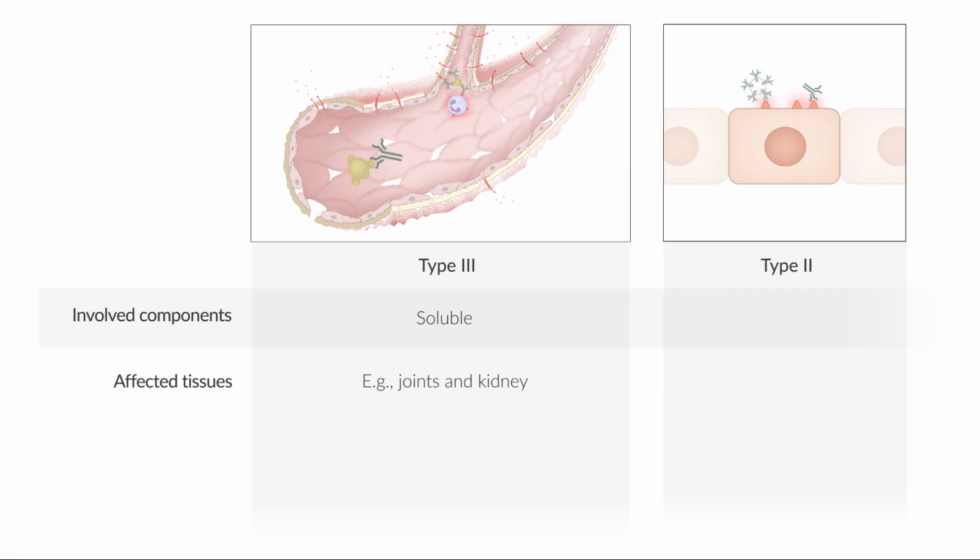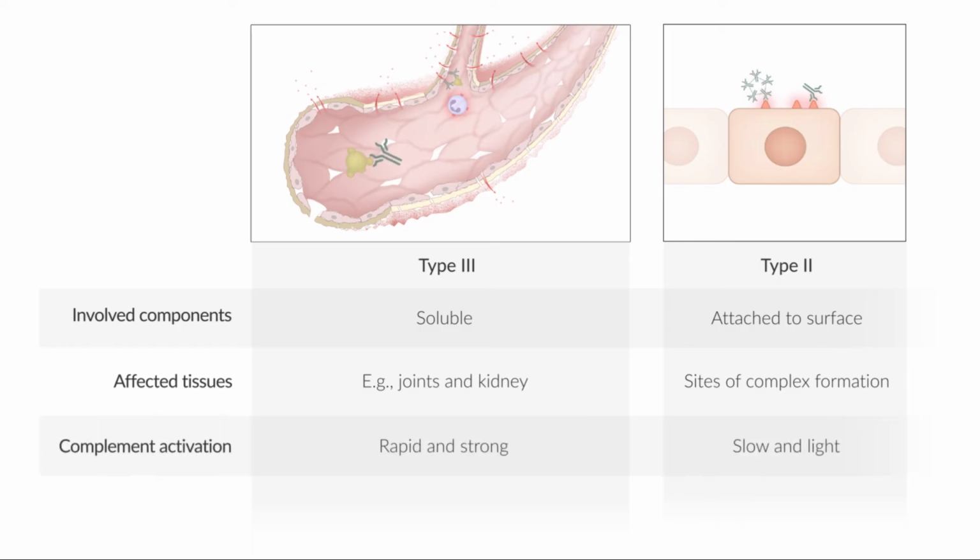In contrast, the antibodies in type 2 hypersensitivity reactions are directed against cellular or matrix structures and therefore have fixed targets. Second, activation of the complement system is more rapid and much stronger in a type 3 hypersensitivity reaction. Serum levels of complement proteins can therefore be used to monitor the course of the type 3 hypersensitivity reaction.